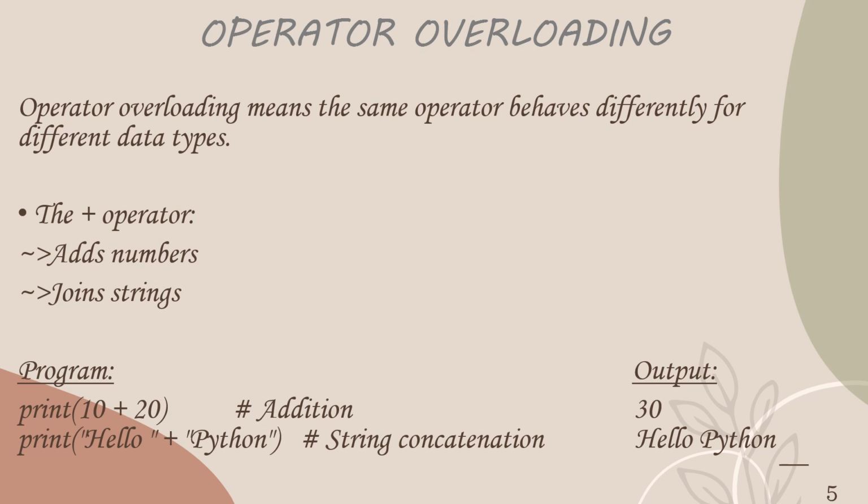Now, operator overloading. Operator overloading means the same operator behaves differently for different data types. The plus operator adds numbers and joins strings. For example program, print 10 plus 20. Here, addition goes through and we get the output 30.